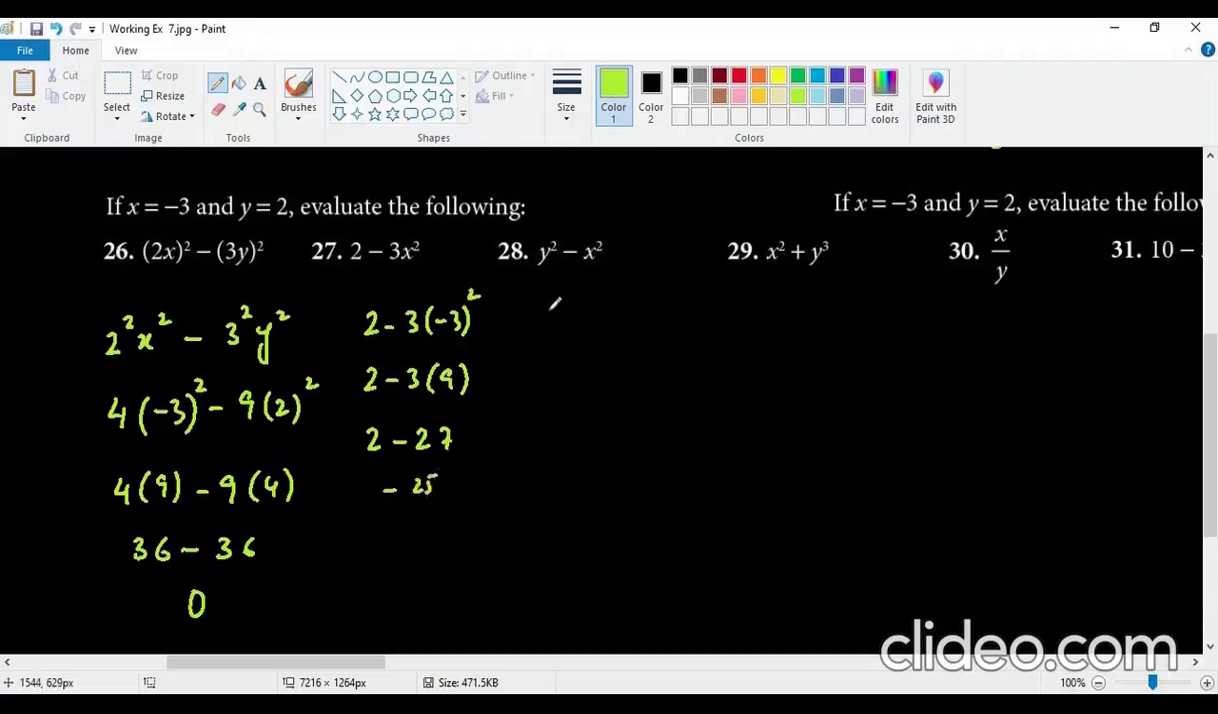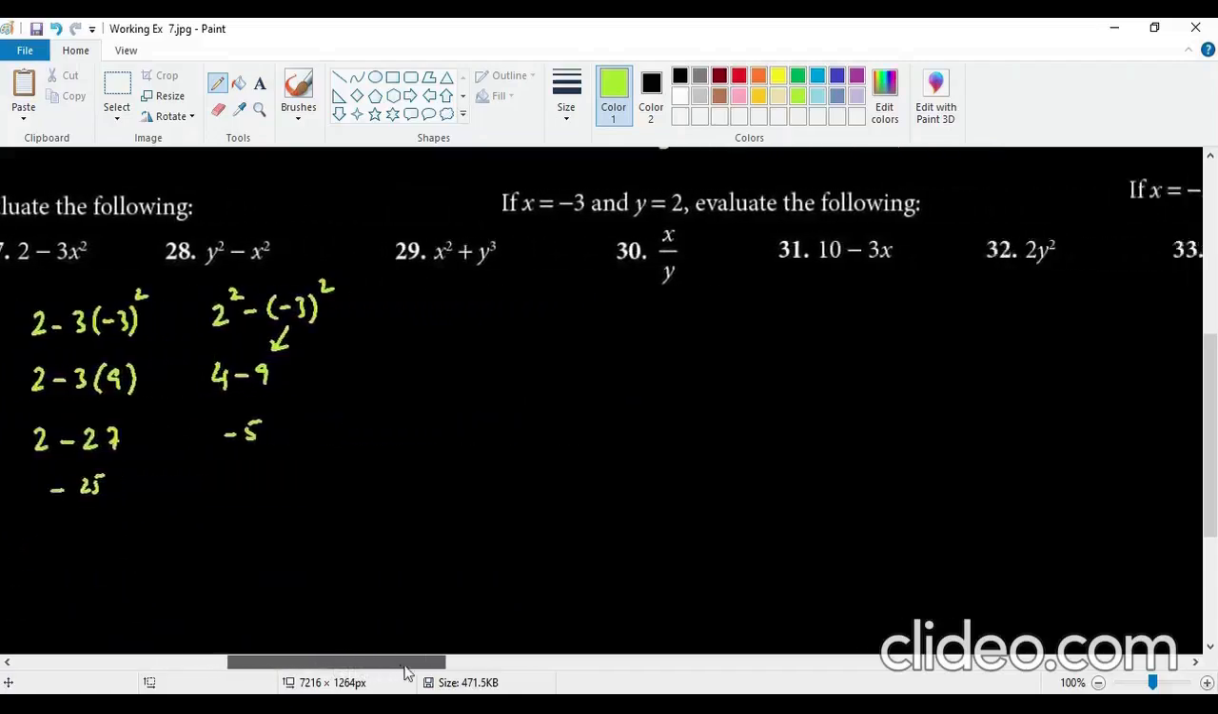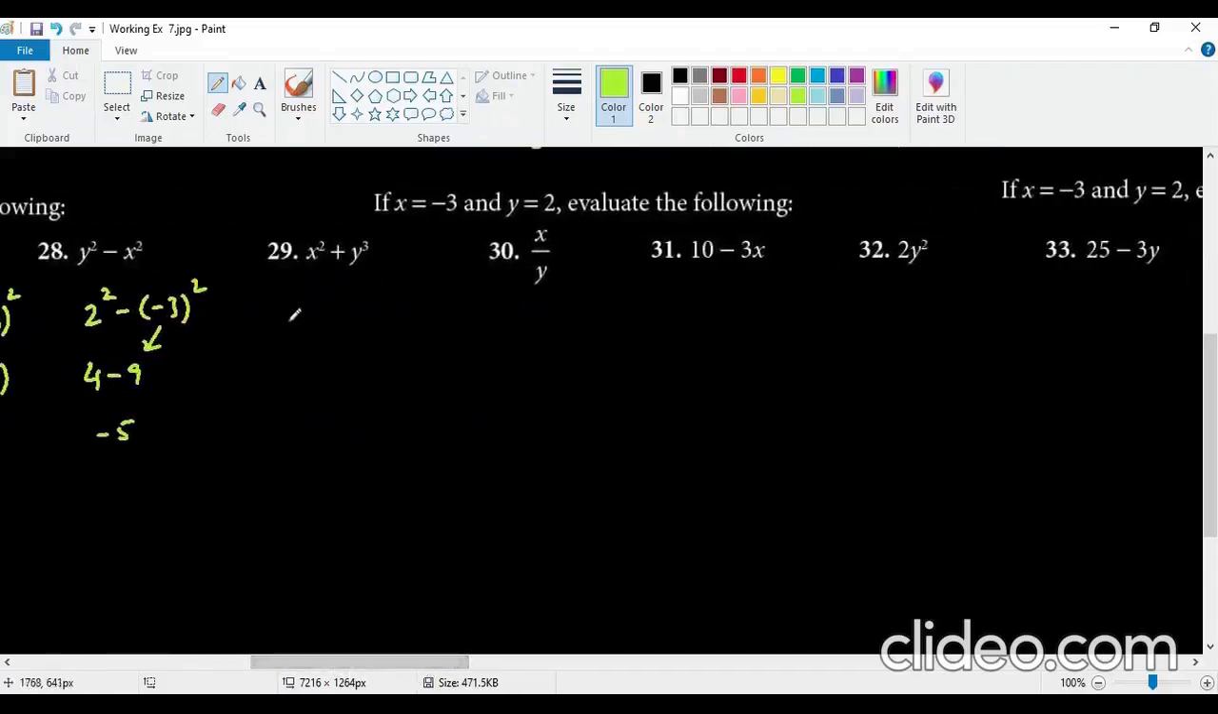For question number 28, the value of y is 2 square minus negative 3 square. So this is going to give you a 4 and negative 9, because minus 3 square is going to give you a positive 9. So minus 5 is going to be your final answer. When it comes to the next question, the value of x is negative 3. That means negative 3 square plus 2 square is going to be operated together. Negative 3 square gives you a 9, and plus 4, 9 plus 4 is going to give you 13 as an answer.